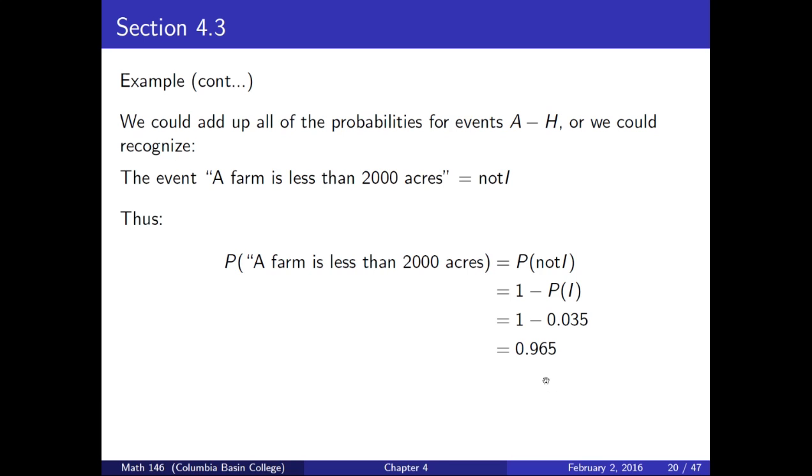So in this case, we can see that it's easier to just take the complement and subtract it from 1 rather than going through and having to add up a whole bunch of numbers. This just makes it a little bit quicker. We just have to do one calculation instead of a whole bunch of additions.